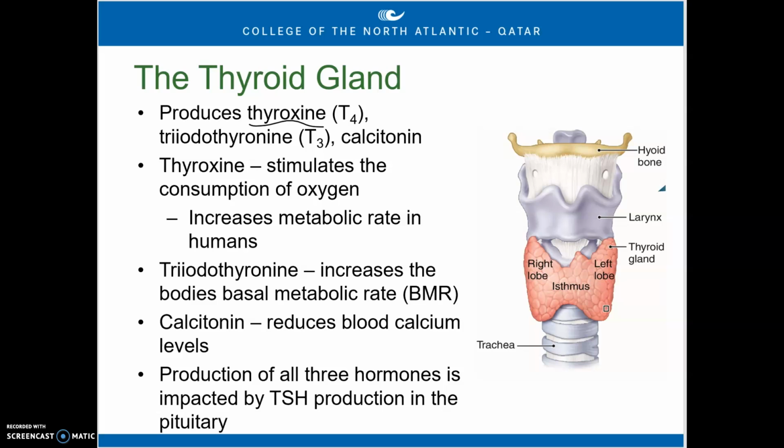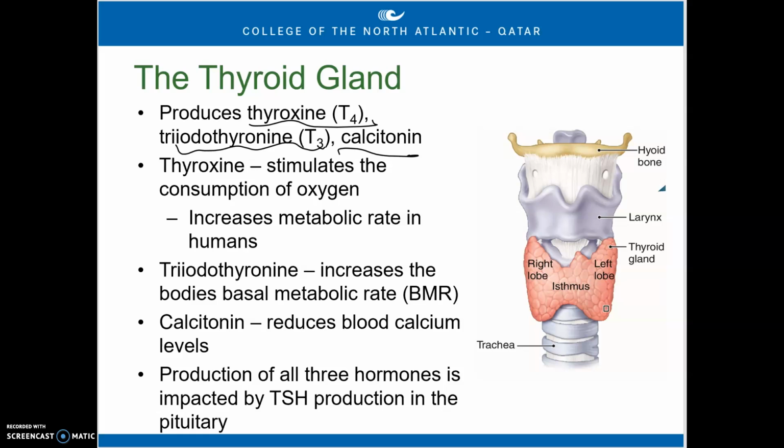The first one is thyroxine, commonly called T4. The second one is triiodothyronine, commonly written as T3. Those are the two hormones I used as the example in the negative feedback loop. And then the last one is calcitonin. Here's what each one of these hormones does.